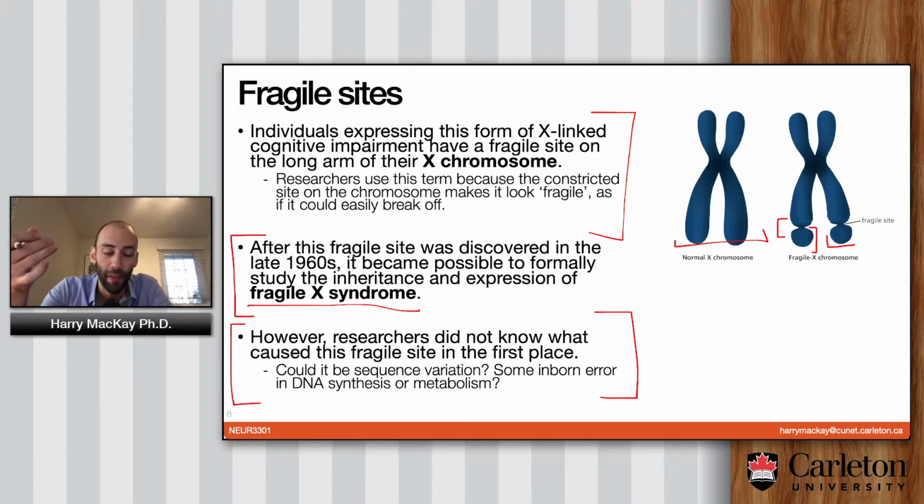One would be that there is a sequence variation. They have a mutation there that just causes it to be constricted in that sort of fragile looking way. That is one possibility. Another possibility is that it is some kind of inborn error in DNA synthesis or metabolism. Maybe some aspect of how DNA is synthesized is thrown off. People in those days were very into biochemistry.